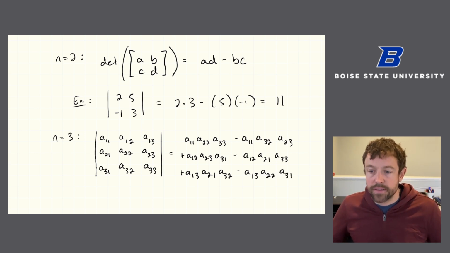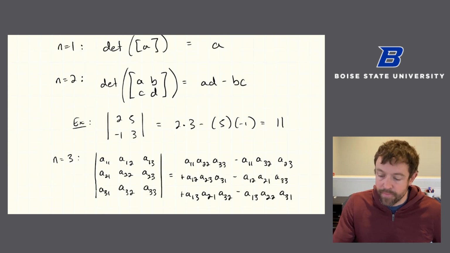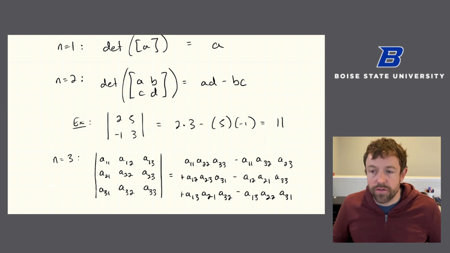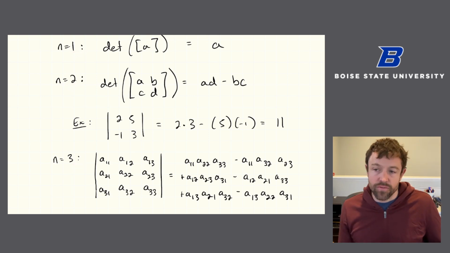So this is the determinant of this 3 by 3 matrix. So our pattern, unfortunately, didn't hold, right? 1, 2, 6. If those first three numbers jump out at you as the factorials, 1 factorial, 2 factorial, 3 factorial, you're right.